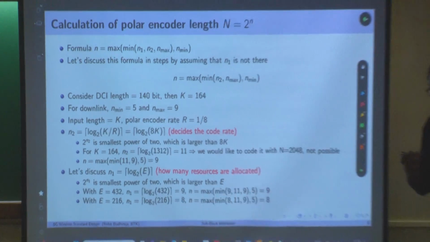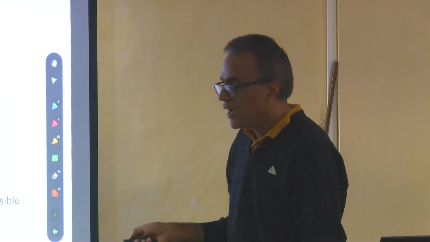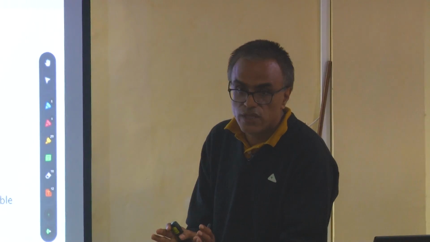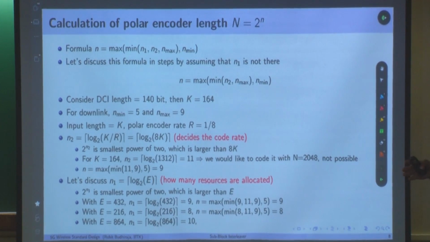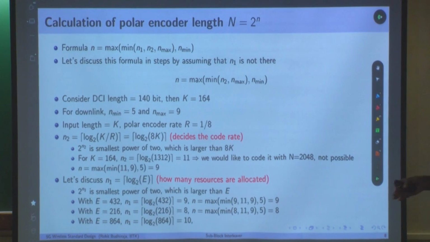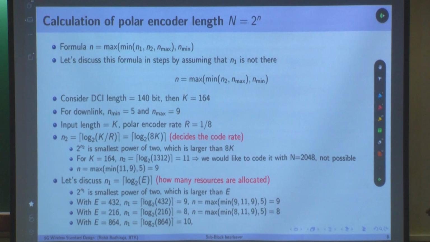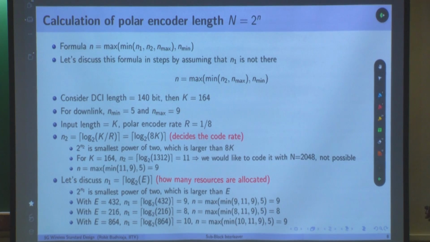So what are the two key factors playing a role here? One is this rate, the other is the number of resources allocated to the user. Now let's look at the third and final example. If E is 864, this user is allowed 864 bits. We do this exercise again, and N1 comes out to be 10. You substitute it over here, and you get the minimum of 10, 11, 9. Even though the user is allowed to transmit a higher number of bits, the polar encoder is allowed to generate only 2 power 9 bits, not 2 power 10, so it again gets capped at 2 power 9.